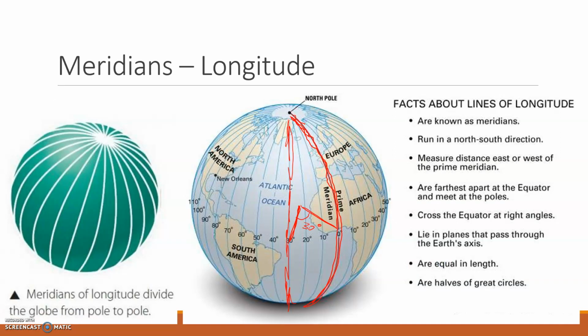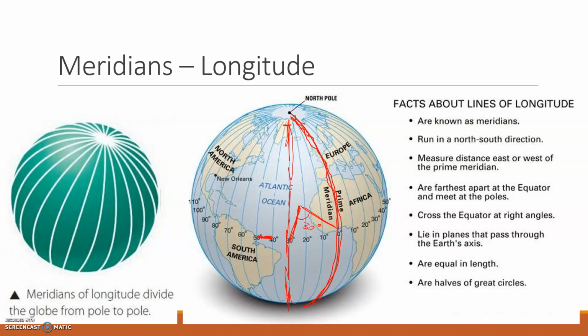Now, just a few facts about these lines of longitude. We call them meridians. They run in a north-south direction as they go from the top of the Earth to the bottom. We measure the distance of them as east or west in degrees from that prime meridian. They're farthest apart at the equator and they meet at the poles. So we're referring to the distance in between them here. It's the farthest at the equator and they're the closest together towards the poles.